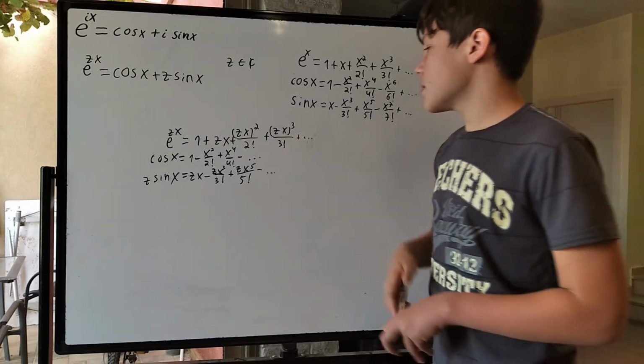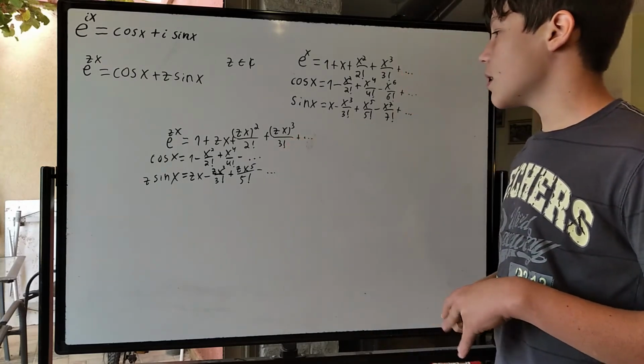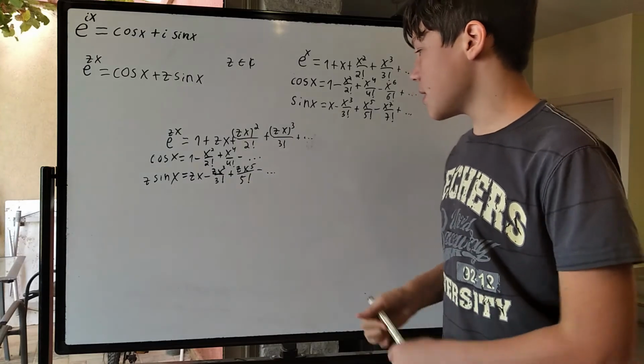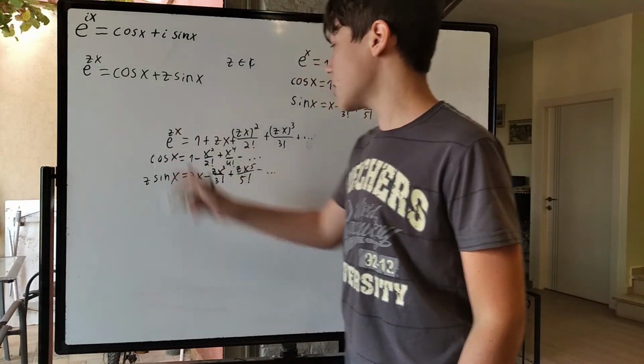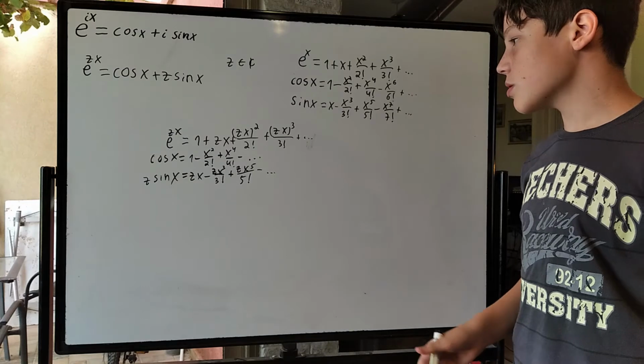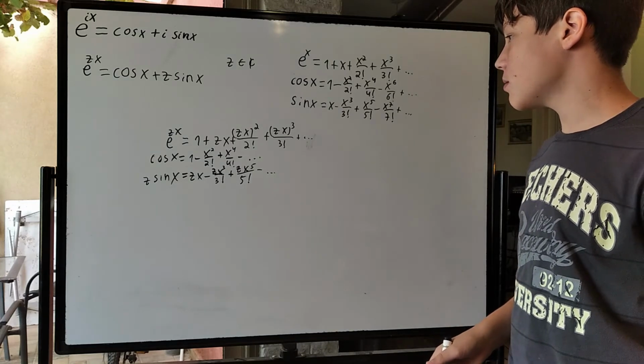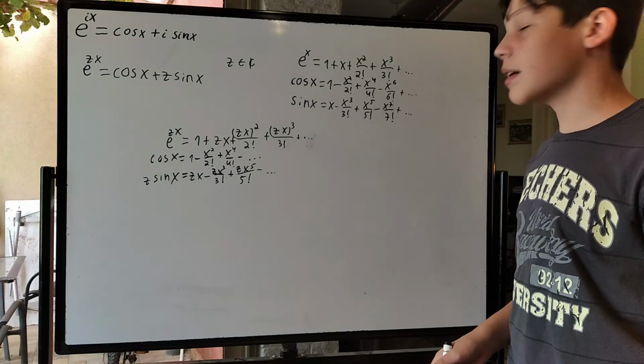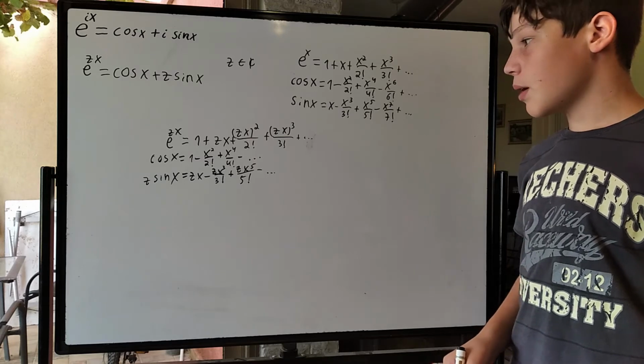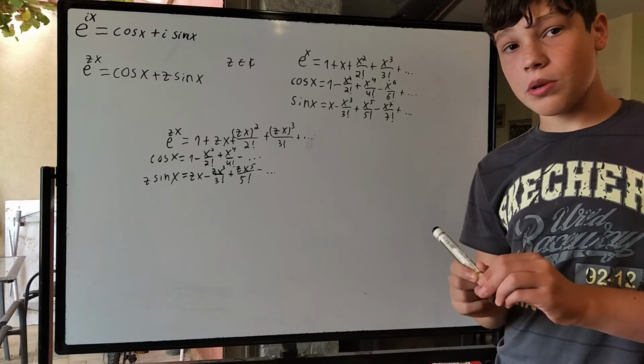Now we have this. Now we know that we want this plus this to equal this. So we'll just look at the coefficients. First of all, let's look at the even ones. And we're going to separately do the even ones and the odd ones.